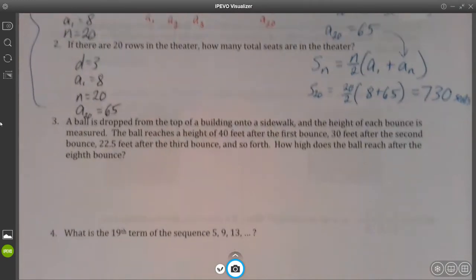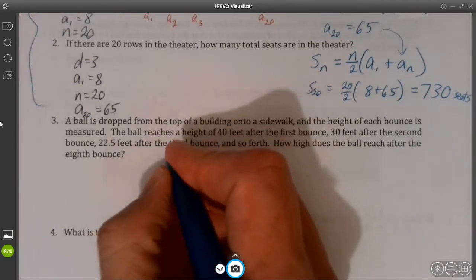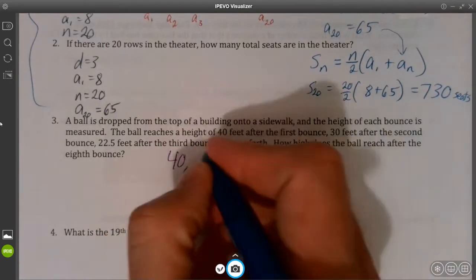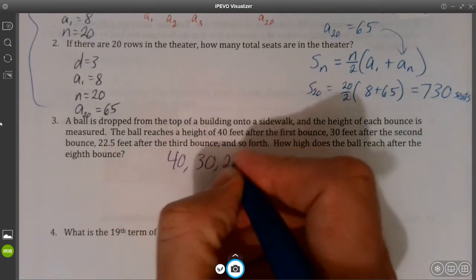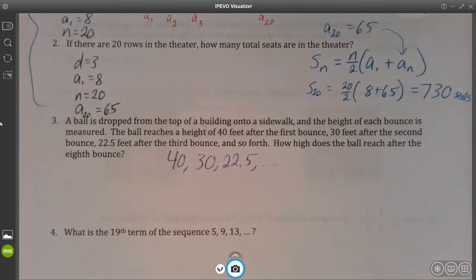All right, now things get fun. The ball is dropped from the top of a building onto a sidewalk, and the height of each bounce is measured. And it's a good little physics problem. The ball reaches a height of 40 feet after the first bounce. So it bounces and reaches 40. And then it reaches 30. And then it's 22 and a half. And then so on. And I want to know what happens on the 8th bounce. So same idea, different problem.